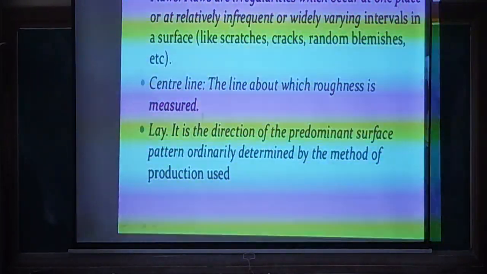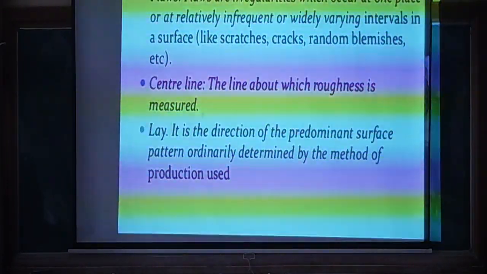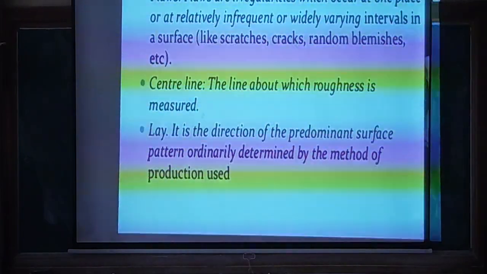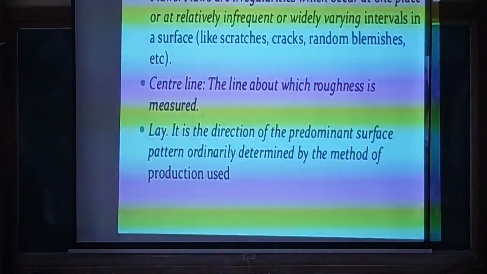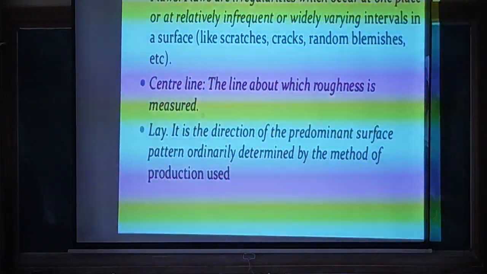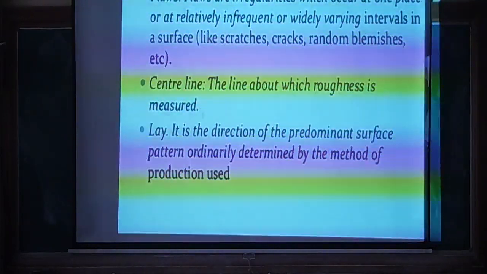Flaws are irregularities which occur at one place, or at relatively infrequent or widely varying intervals in a surface, like scratches, cracks, blemishes, etc. So usually the scratches will appear on that. So it is also an irregularity.